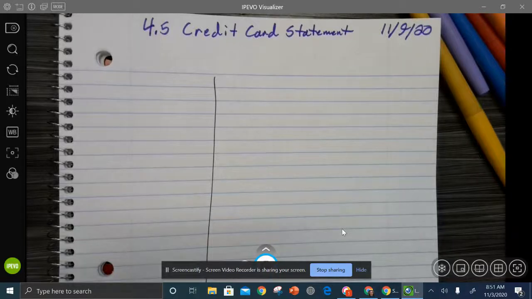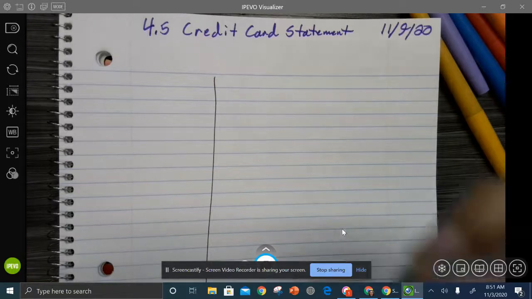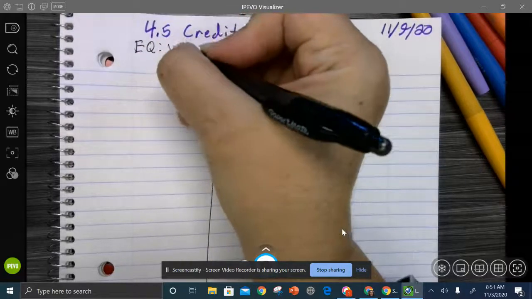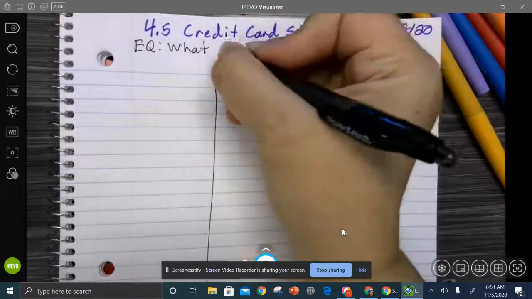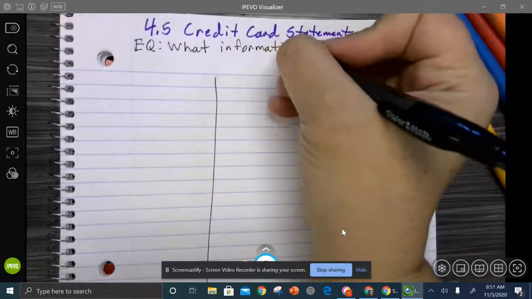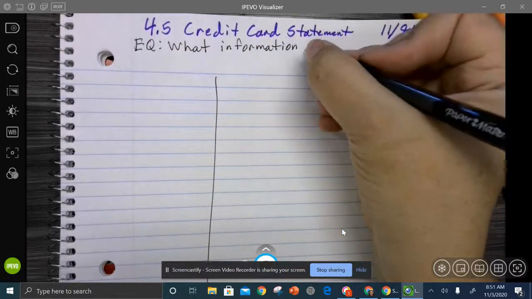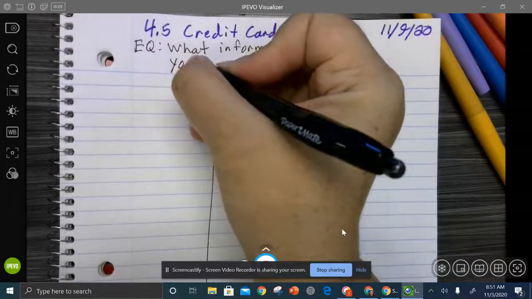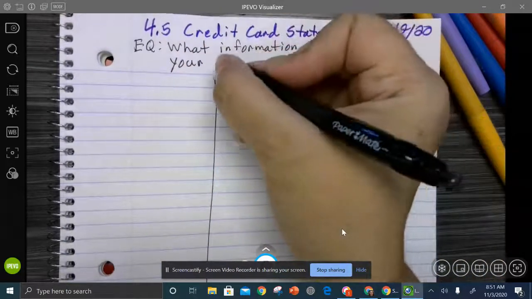Good morning. So we're working on section 4.5, which is all about credit card statements. Okay, so our essential question for this is: what information does your credit card statement provide?